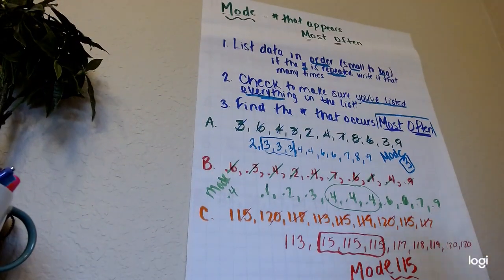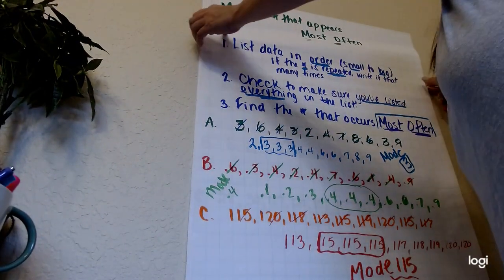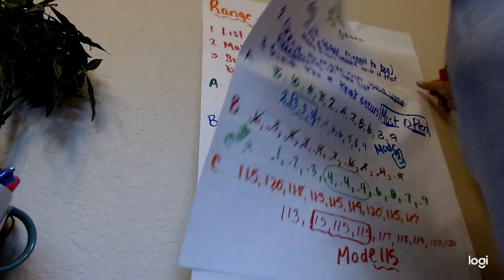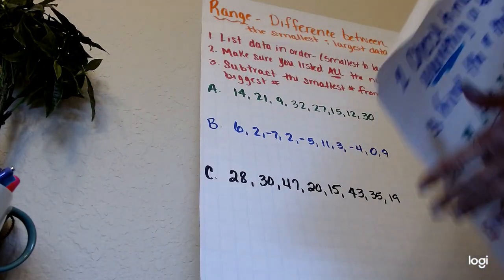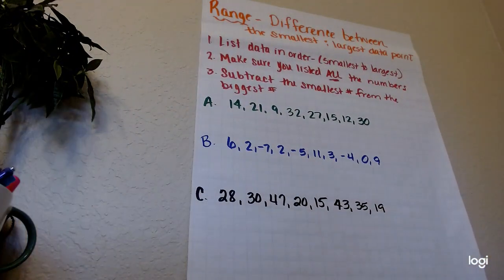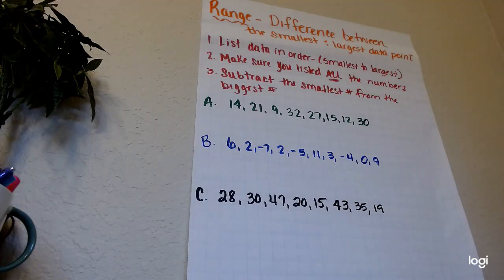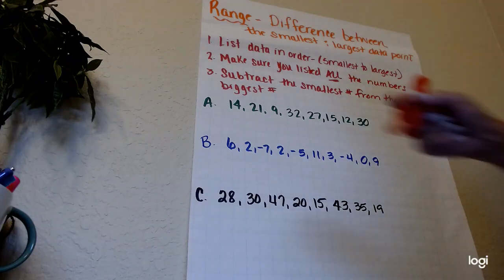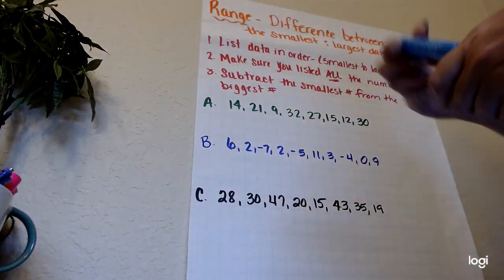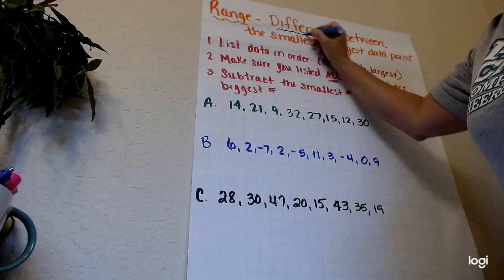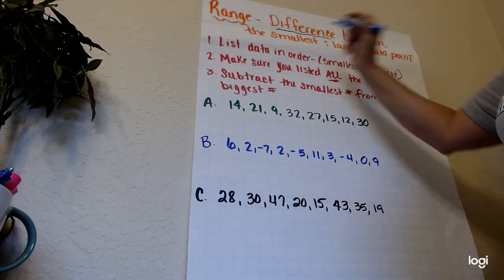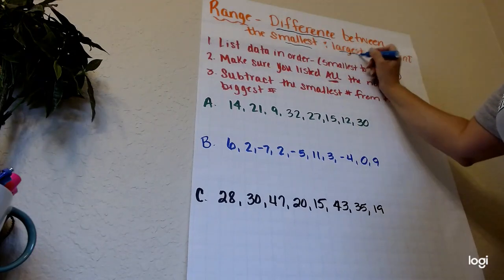All right. Now, let's move on to page 2. Range. What does range mean? Okay, so range is going to be the difference between, difference means subtract, the smallest and the largest data point.